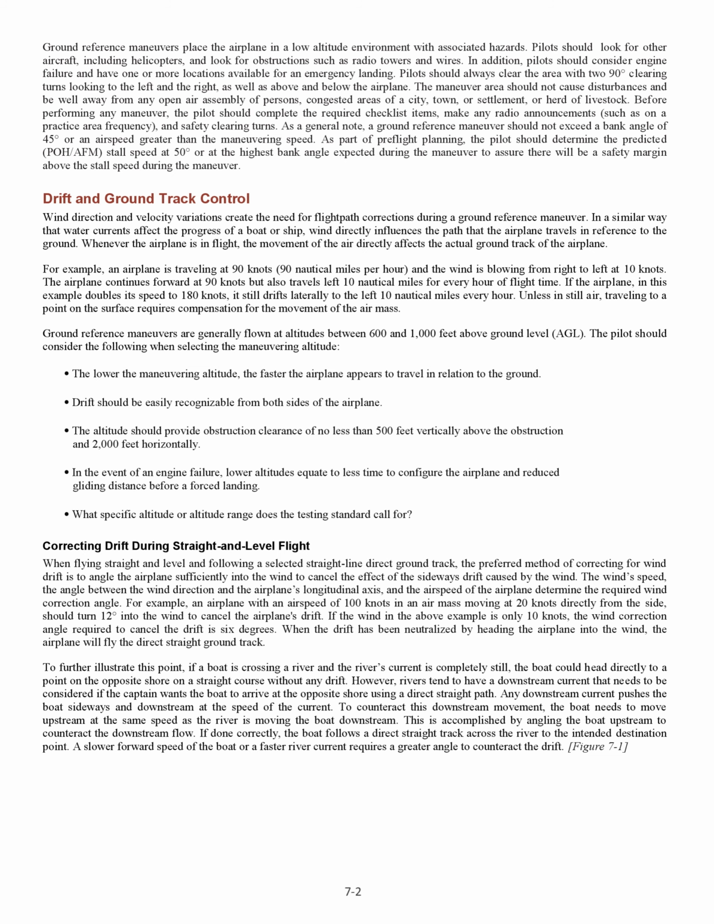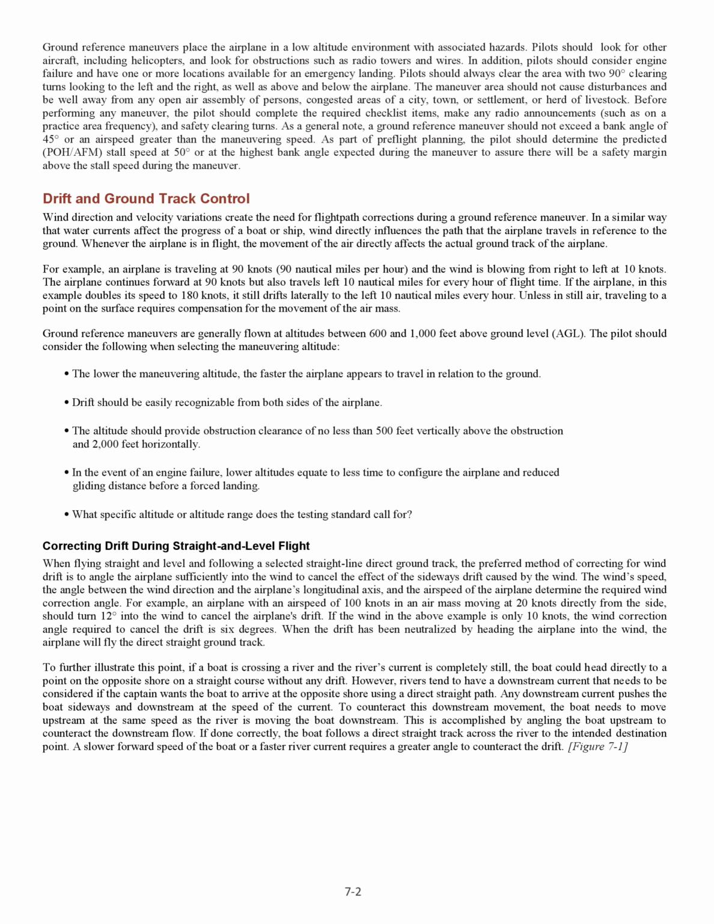Ground reference maneuvers are generally flown at altitudes between 600 and 1,000 feet above ground level, AGL. The pilot should consider the following when selecting the maneuvering altitude. The lower the maneuvering altitude, the faster the airplane appears to travel in relation to the ground. Drift should be easily recognizable from both sides of the airplane.